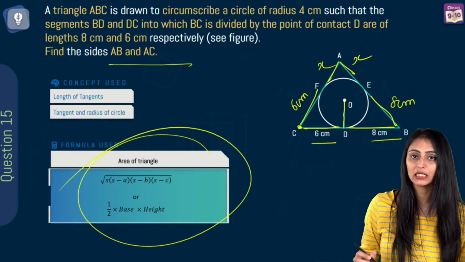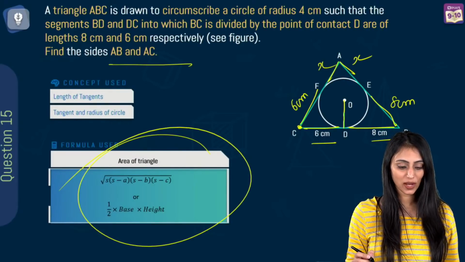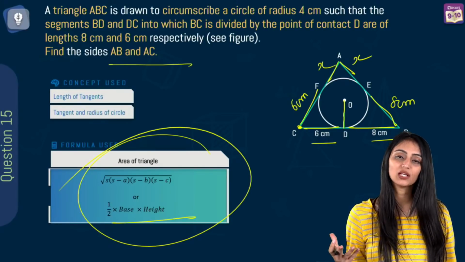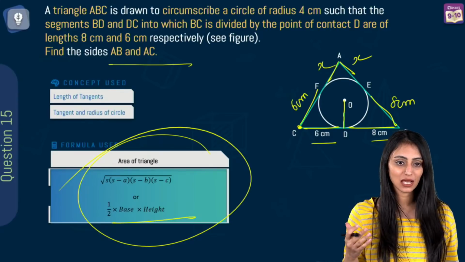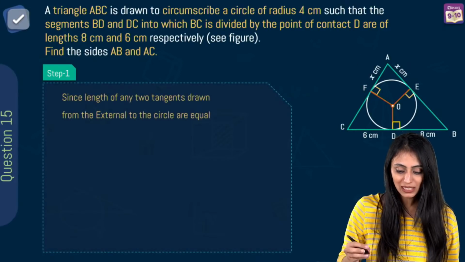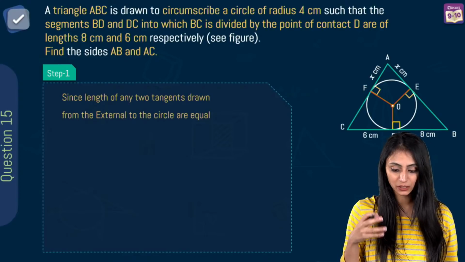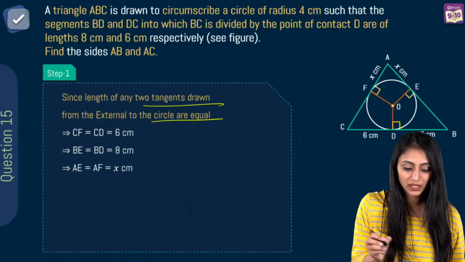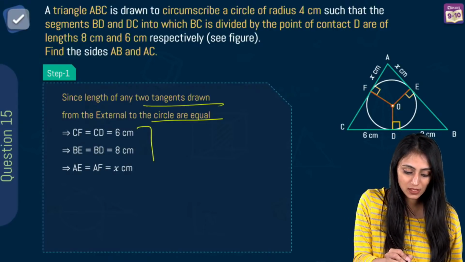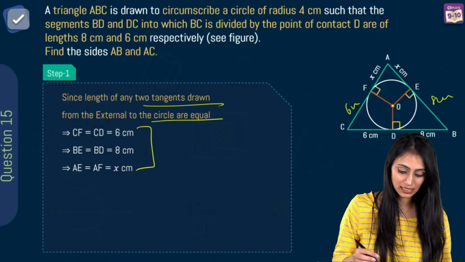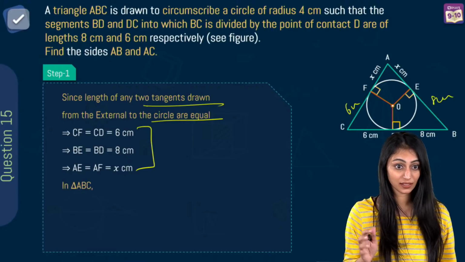Heron's formula we learned in grade 9th, right? That is square root of S, S minus A, S minus B, S minus C. And for a right angle triangle, that's half times base times height. Alright, so what we will do here is simply drop perpendiculars from the center, and we can say that length of tangents drawn from an external point to a circle are equal in length. This is what I just explained to you, right? They are going to be equal. This is 6 centimeter, this is 8 centimeter. You have to mention everything.